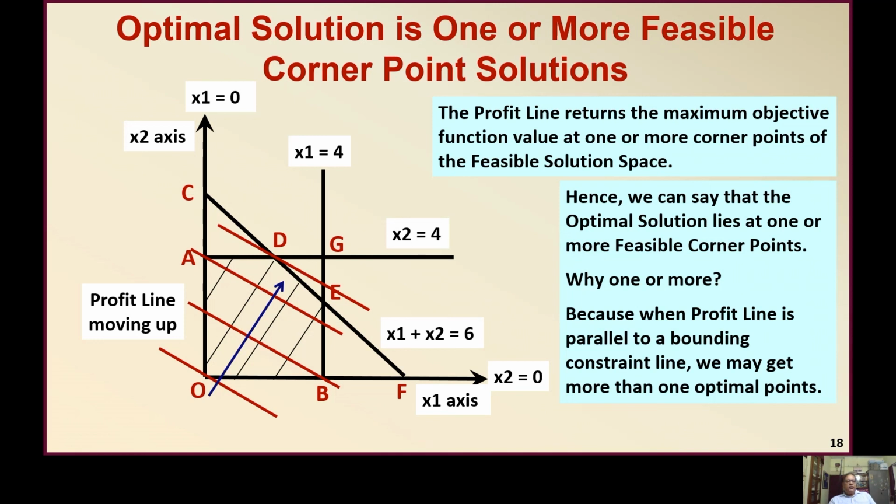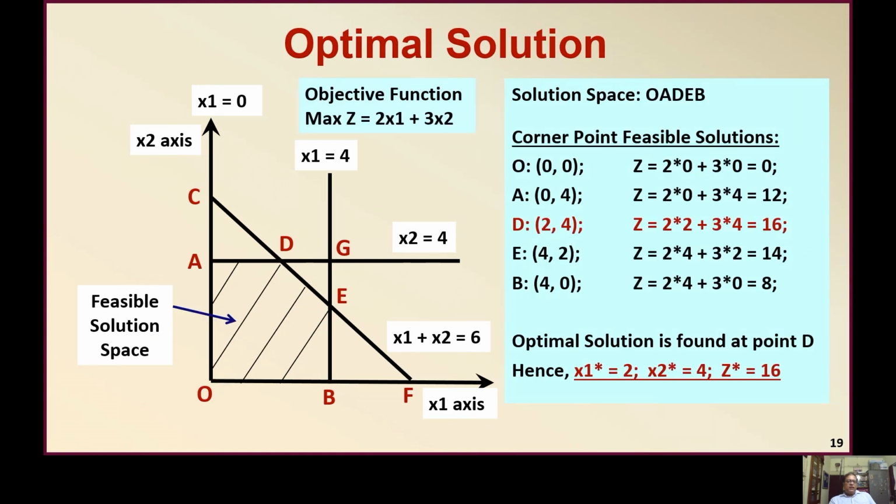And when the profit line is parallel to one of the constraint lines, at that time we are going to get multiple optimal solutions. So exactly this is what has happened: the corner point feasible solutions, 5 in number, were evaluated. The best one is point D. So point D has come up to be our answer.